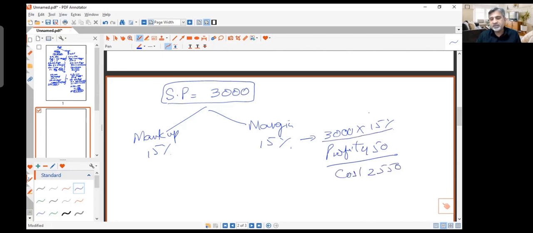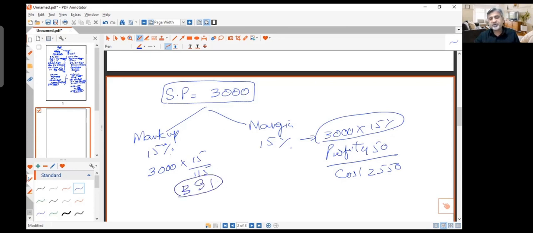In case of margin, if you have been given selling price, it is easy to calculate: just simply multiply. If it is 15% markup, markup of what? Markup of cost. You do not know how much the cost is, but inside of this 3000, 15% has been put on the cost. So very simply, 3000 multiplied by 15 divided by 115. If it is 20% markup, you would say 3000 multiplied by 20 divided by 120.